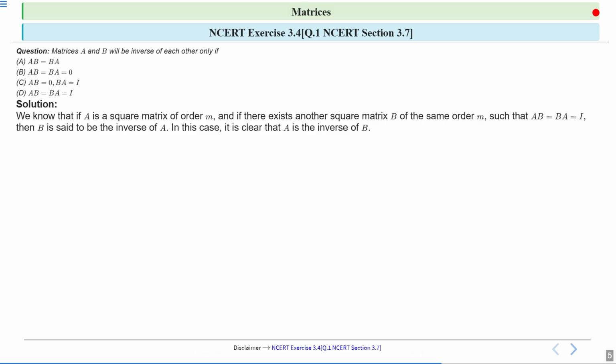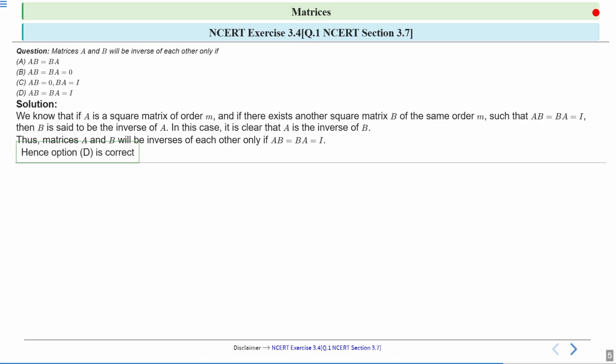We know that if A is a square matrix of order m, and if there exists another square matrix B of the same order m such that AB is equal to BA is equal to I, then B is said to be the inverse of A. In this case, it is clear that A is the inverse of B. Thus, matrices A and B will be inverses of each other only if AB is equal to BA is equal to I. Hence, the correct option is option D.